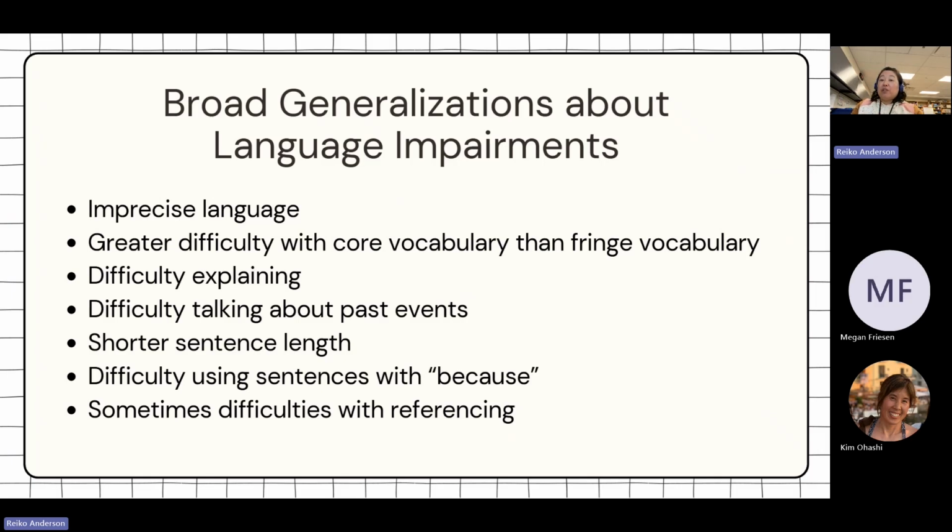Kids with language impairments have a difficulty explaining. They might be able to get a couple words out, but not be able to put a whole bunch of sentences together to make something coherent. They have difficulty talking about past events. There might be shorter sentence length. There might also be difficulty using sentences with because or and, and sometimes there's also difficulties with referencing. What I mean by that is they might start a story, an explanation, or a sentence in the middle, without indicating that it was me or he or she that is the subject of what I'm talking about.